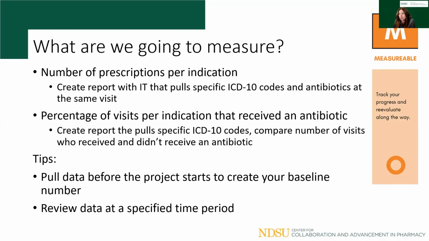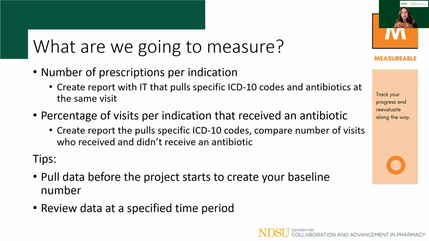Well, I'm going to create a report that pulls specific ICD-10 codes and antibiotics at the same visit. Then I can know the number of prescriptions that are being given per the indication. But I want to know who's getting them, who's not. So I want to know the percentage of visits per indication that receive an antibiotic. So I'm going to create a report that pulls specific ICD-10 codes and compares the number of visits that received antibiotics versus those that did not receive antibiotics.